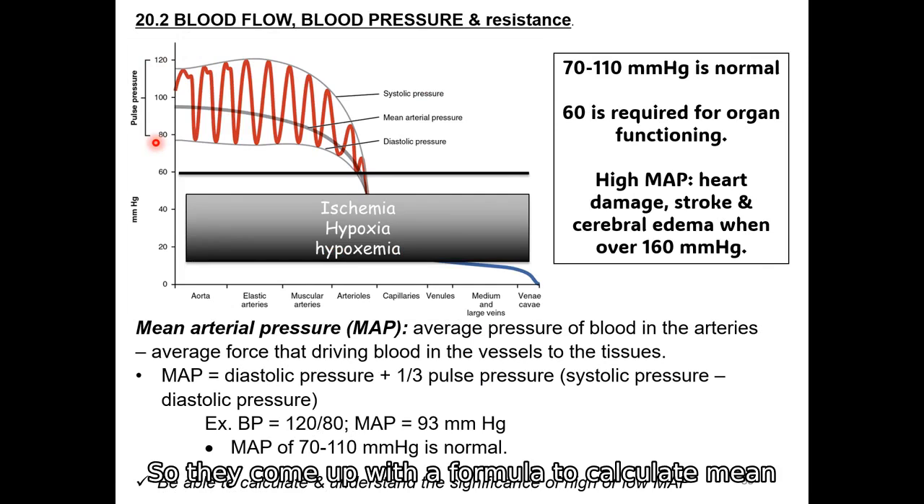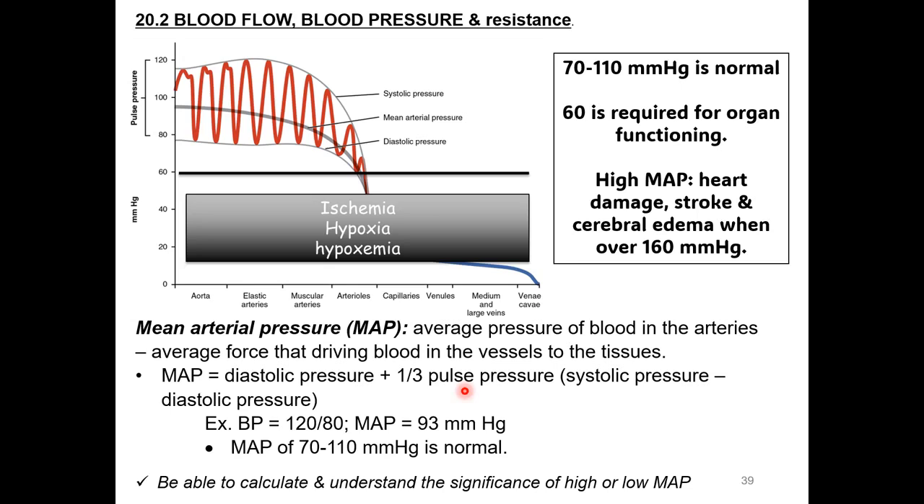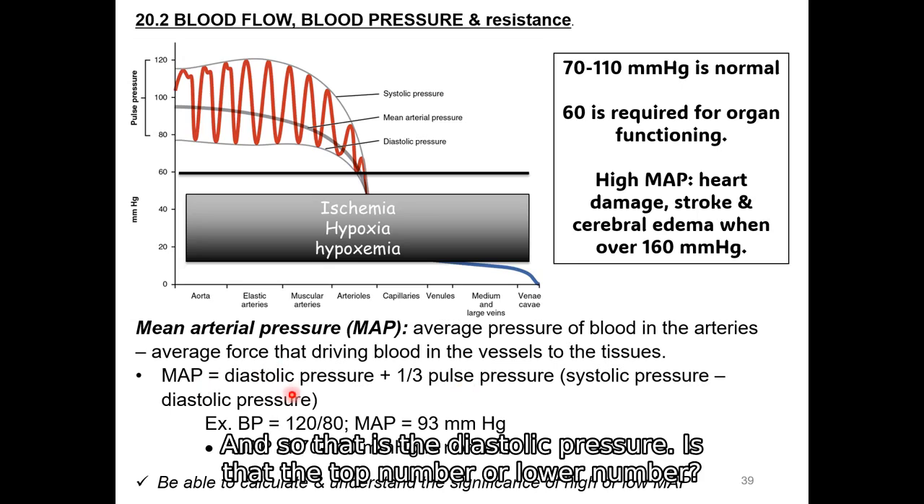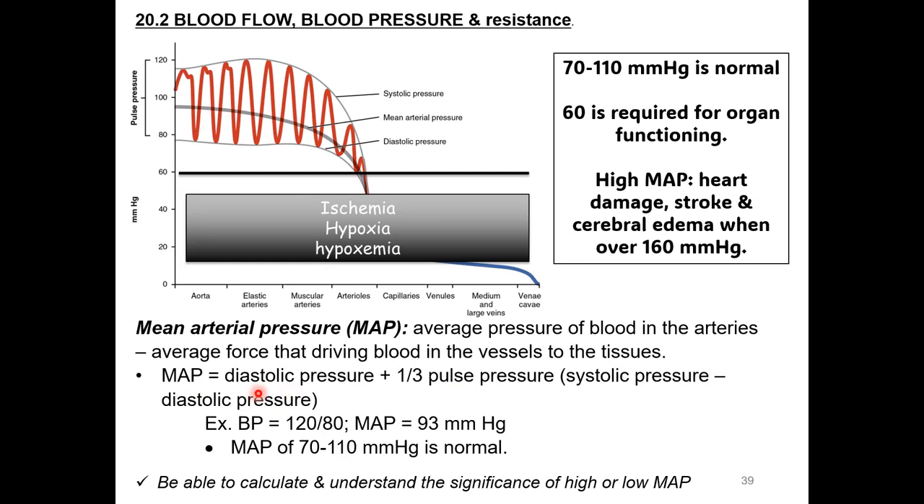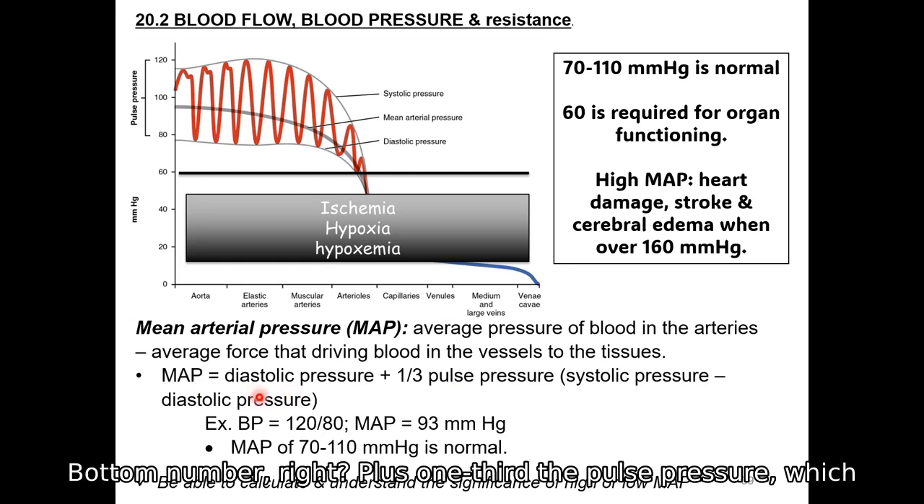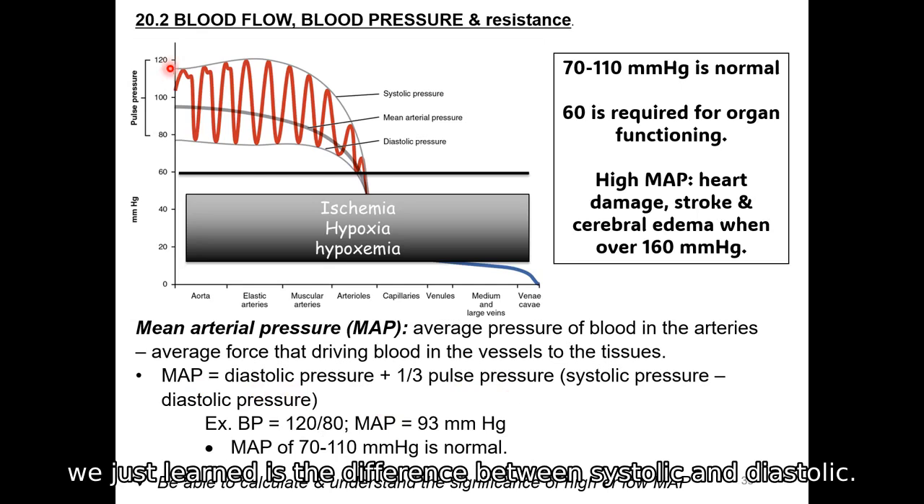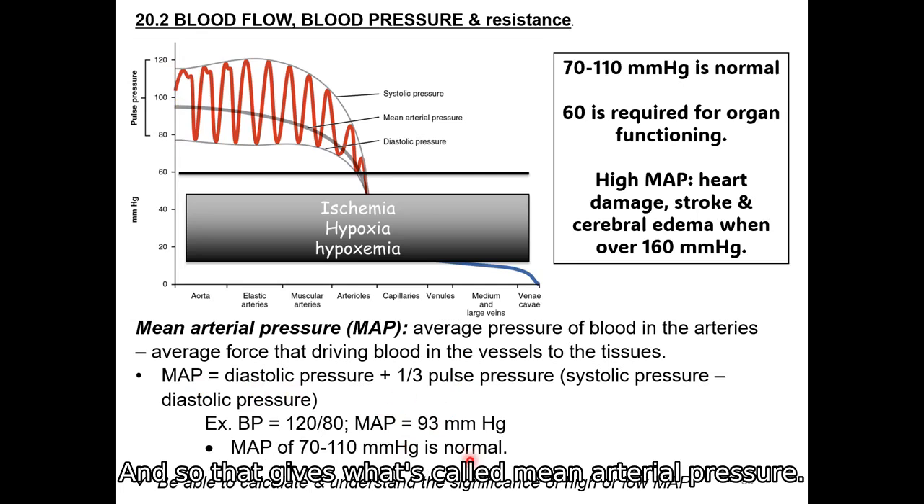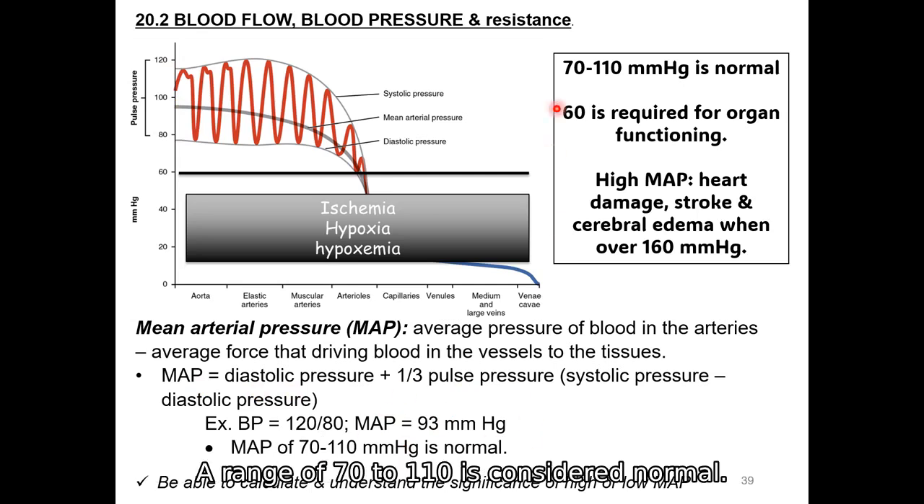So they come up with a formula to calculate mean arterial pressure, and we're going to do it in lab, so we get some practice. And so that is the diastolic pressure. Is that the top number or lower number? Diastolic. Bottom number, right? Plus 1/3 the pulse pressure, which we just learned is the difference between systolic and diastolic. And so that gives what's called mean arterial pressure. A range of 70 to 110 is considered normal.